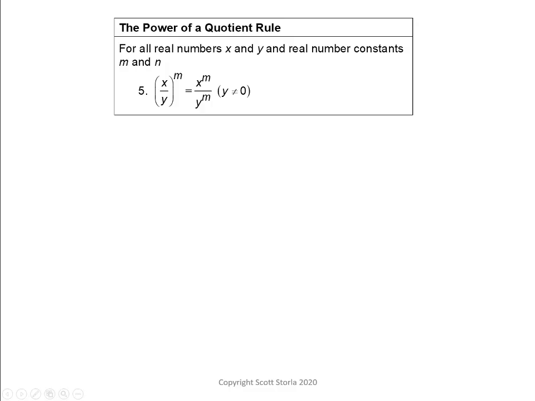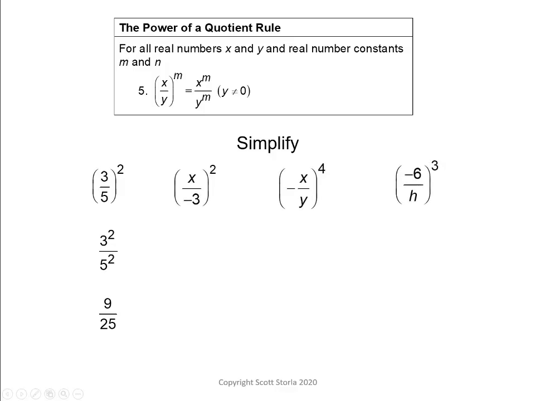Now, let's look at the power of a quotient rule. If we have a power and the base happens to be a quotient with different bases, we can give the exponent to each of the bases individually. To simplify this expression, for instance, I could square 3 and also square 5, and I'd get 9/25. Here's 3 for you to try.